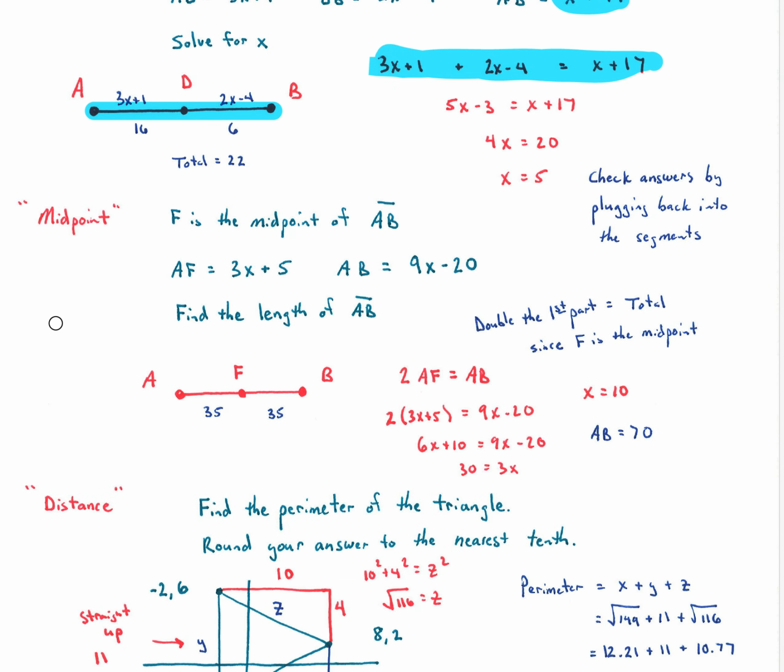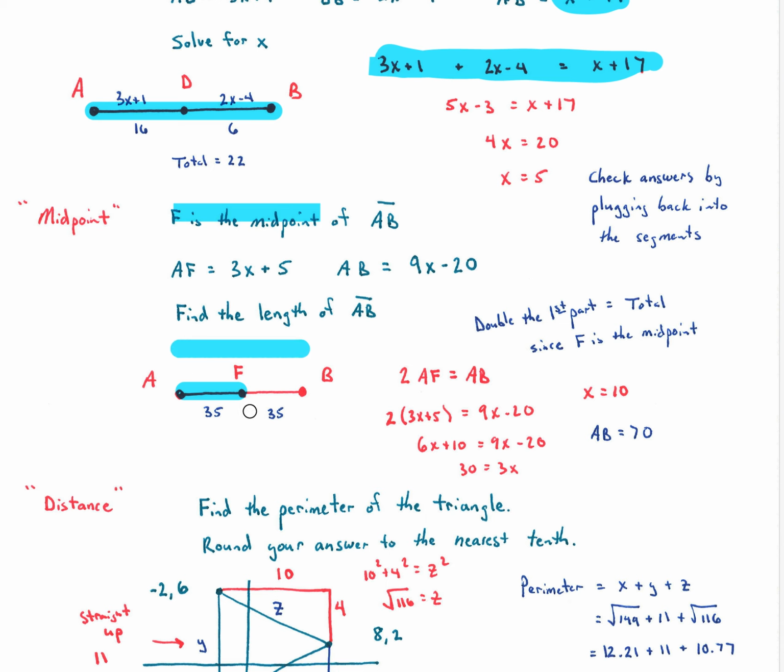All right, now this one's like an upgraded version because now I tell you that not only is F in between, but it says F is the midpoint. Okay, so draw your picture of AB, put F in the middle, and then it says AF is 3x plus 5. That means this distance is 3x plus 5. AB is 9x minus 20. That means this distance is 9x minus 20.